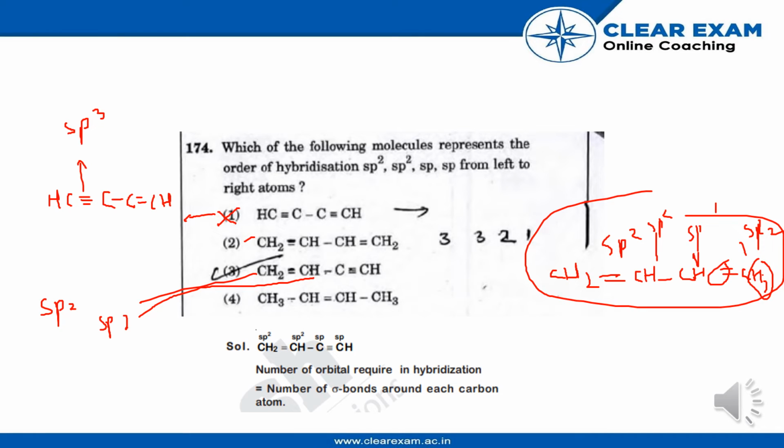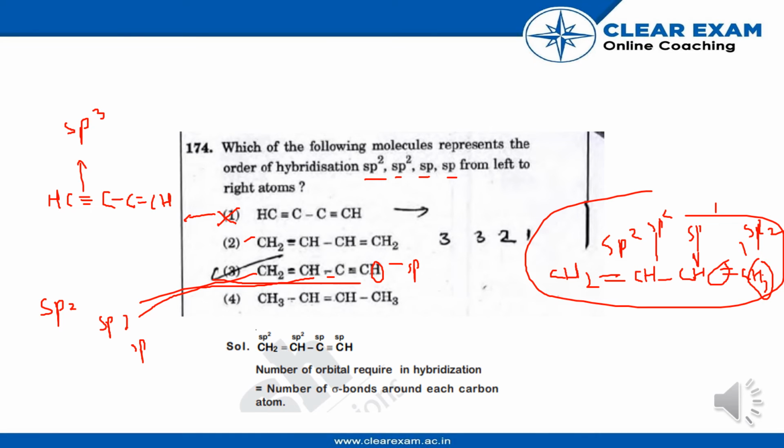Then we have a single bond here with the carbon and one is here, so that is sp. And then we have a single bond here with the carbon, that is also sp. So this is the solution, which is in order of sp2, sp2, sp and sp.